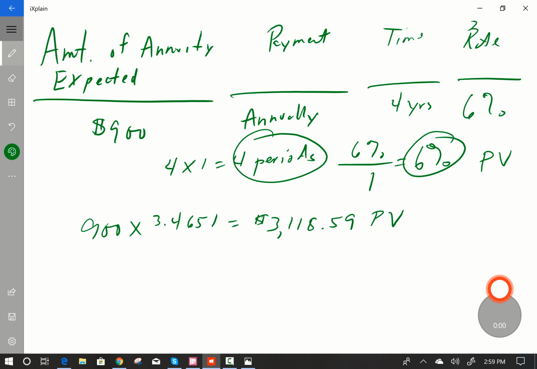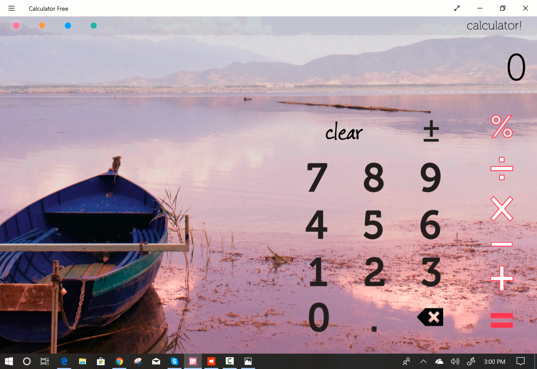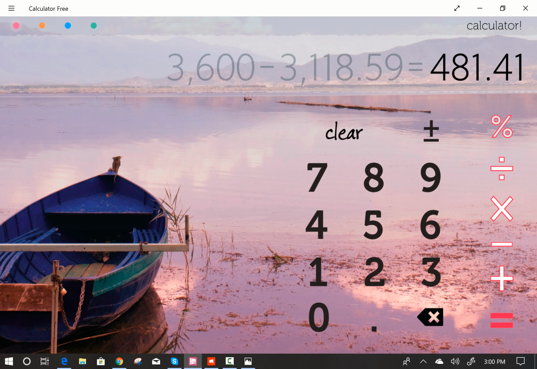That's how much we invest today to get a stream of payments of $900 every year for 4 years. Okay, so therefore, if we get $900 a year for 4 years, that's $3,600, right? $900 a year times 4 years, 4 periods, gives us $3,600. Okay, $3,600. So the difference would be your interest. Okay, 3,118 less 3,600. We have interest of $481.41.